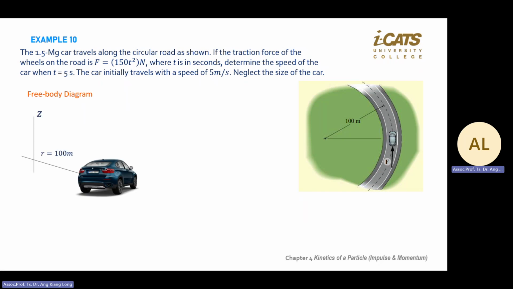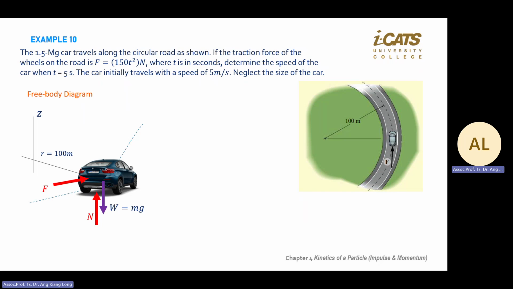So you draw. This is a 3-dimensional question. You have an R of 100 meters, and the car is moving this way. It's not very curved, but I'm just showing you. The weight is going in the Z direction, and there's a contact force N there by the wheel on the road. And the force is from the engine moving forward.